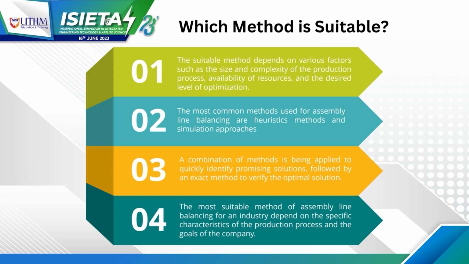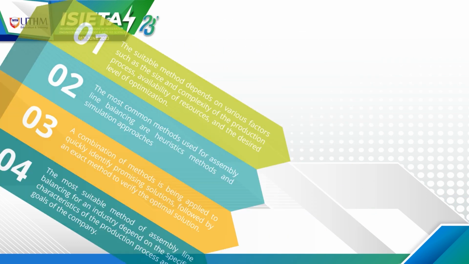For small to medium-sized production processes, heuristic methods can be suitable. In the meantime, for large and complex production processes, a combination of heuristic and meta-heuristic methods can be used. Concurrently, for industries with a high degree of variability in the products produced, the simulation approach can be applicable. Overall, the most suitable method for an industry will depend on the specific characteristics of the production process and the goal of the company.